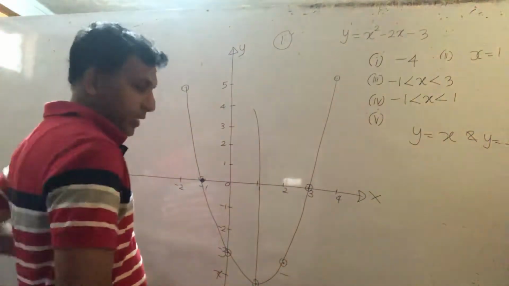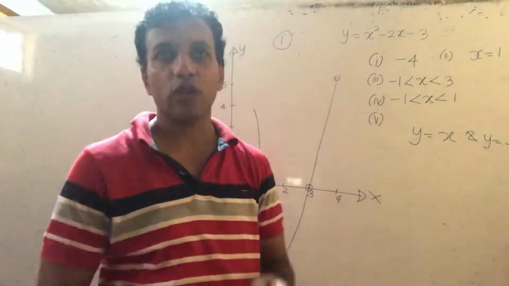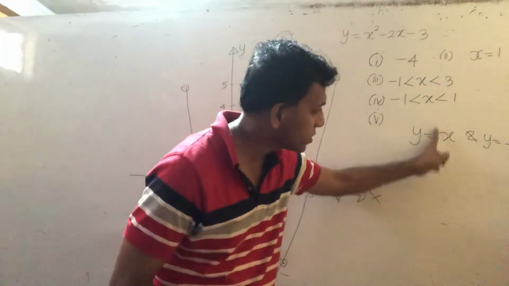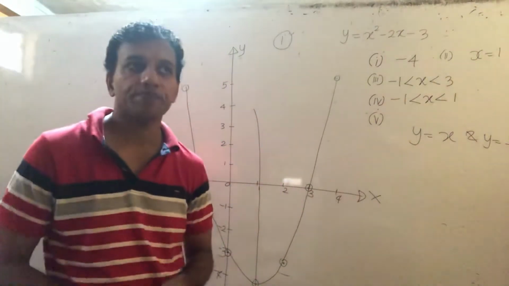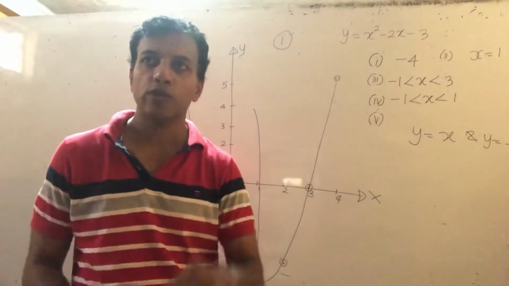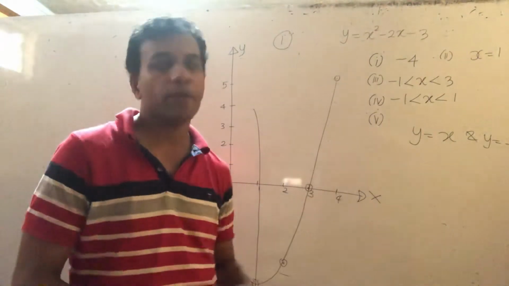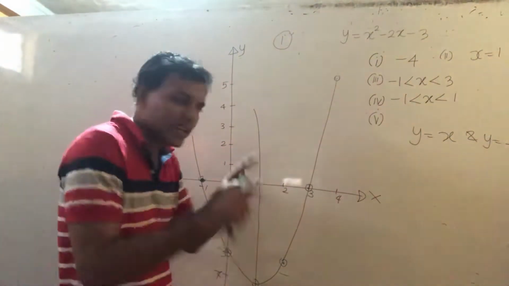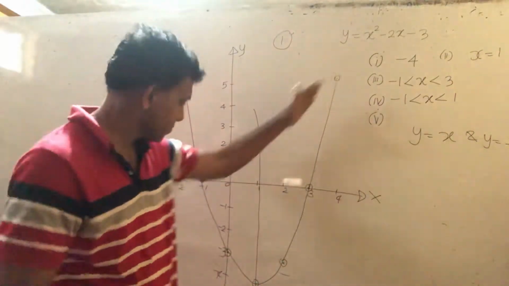Draw y equal x. You know y equal x: y equal mx, where m is 1. What is y equal x? Both are the same. x is 1, y is 1; x 0, y 0; x 5, y 5. Both are the same. So you mark the points; you don't need any table to draw this, right?